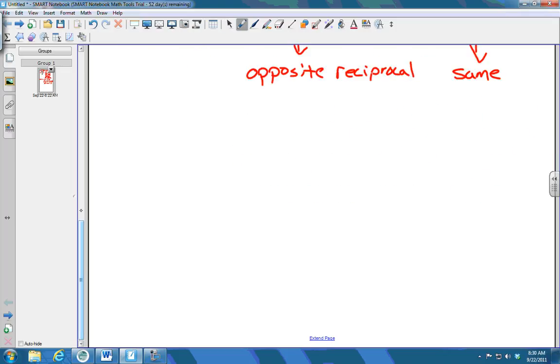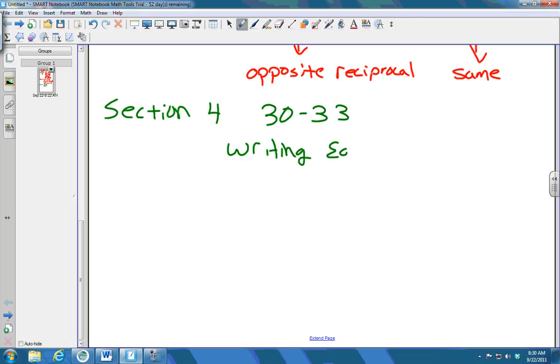Section 4 was writing equations. Through 33. What are you going to start off with on every one of those problems? Writing equations. Y equals mx plus b, every single problem. So if they give you a point, you can plug that in for the x and the y. If they tell you slope, you can plug that in for m. If they tell you y-intercept, put that in for b.